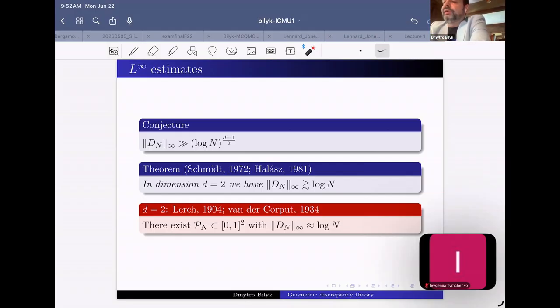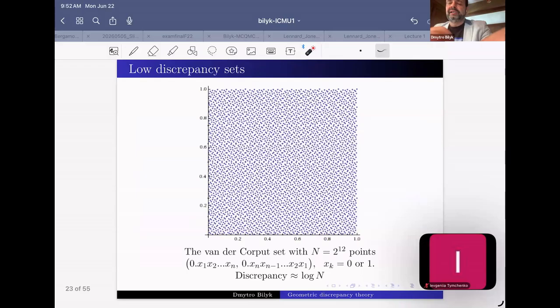And it also turns out that it's sharp. It was actually known for a long time that it was sharp. It was only proved in the 70s that the lower bound holds. But constructions of sets with discrepancy of the order log n were known for a very long time. There are basically two types of examples, Diophantine and digital, and I'll show you a couple of pictures.